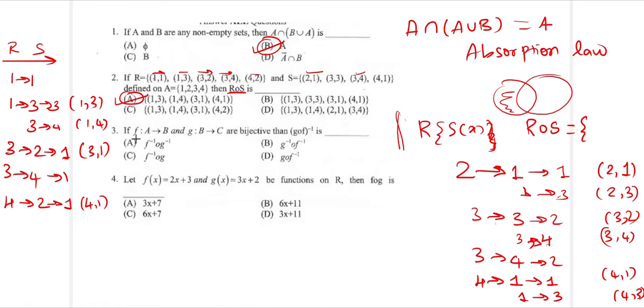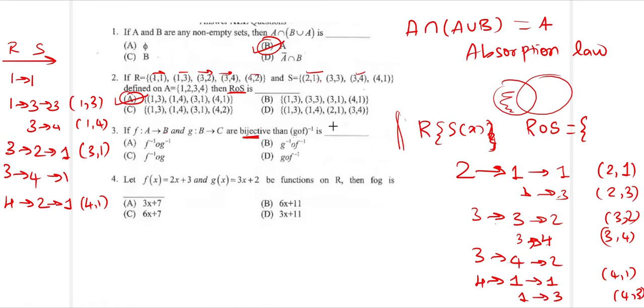Next, coming to the question: F is from A to B, G is from B to C, and both are going to be bijective in nature. That is, it is both one-one and onto. G composition F will begin with A, end with B, and it is given as input to G, where G takes it from B to C, so the function is from A to C.